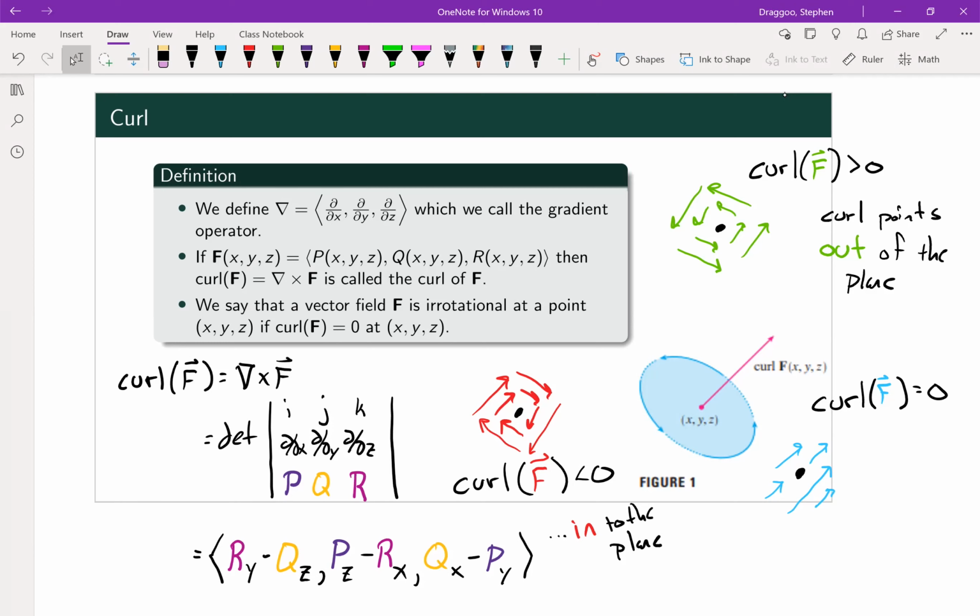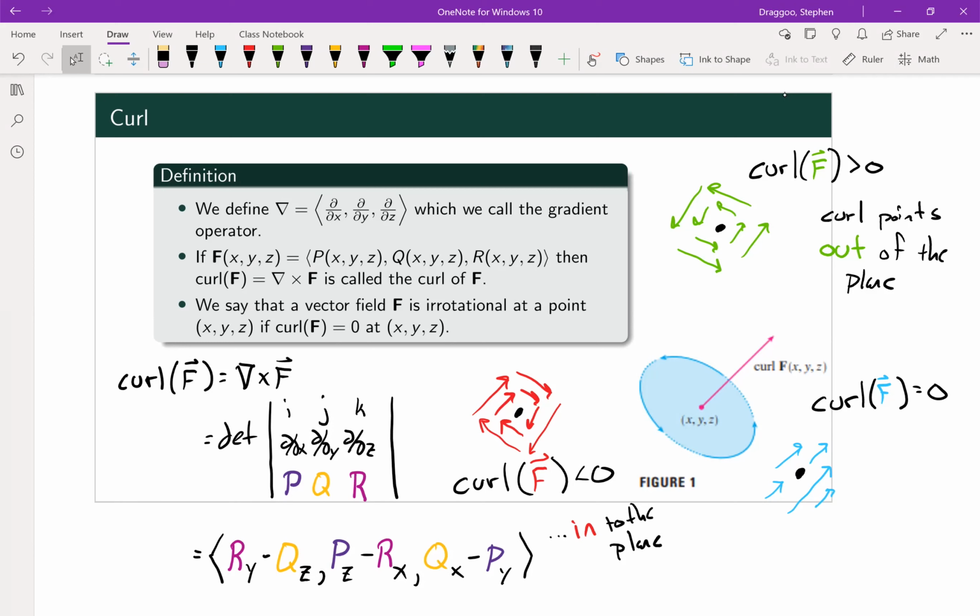So if there's no curl, if there's no bending or swirling or curving to the vector field around our point, then the curl should come out to 0. And keep in mind that in these diagrams, the thing being drawn is not the curl at the point, but rather the vector field near that point.